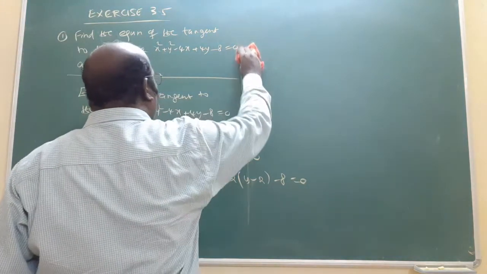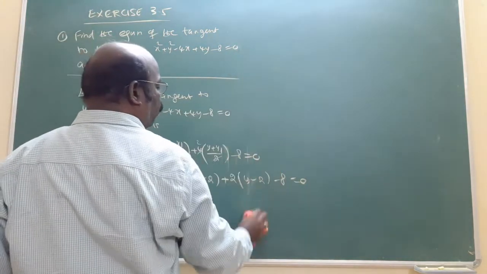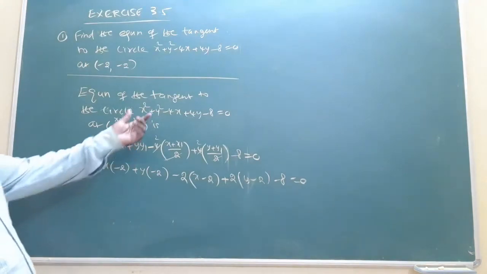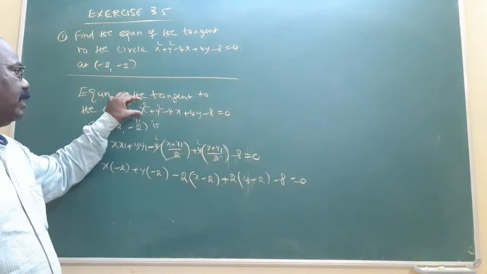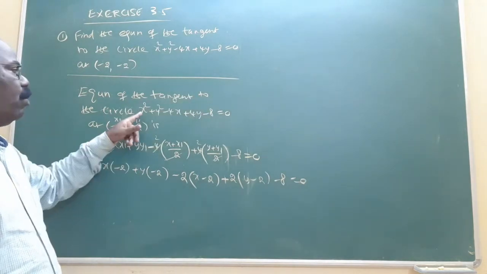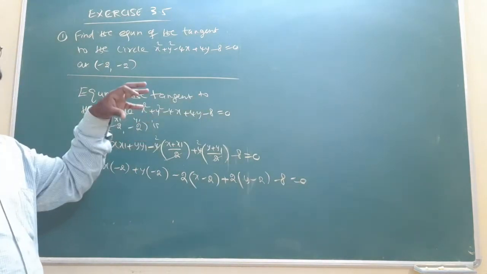Replace x1 by minus 2, y1 also by minus 2. This is the formula. The equation is x square plus y square minus 4x plus 4y minus 8 equal to 0. What is the formula? What I told you: the tangent equation at a particular point.